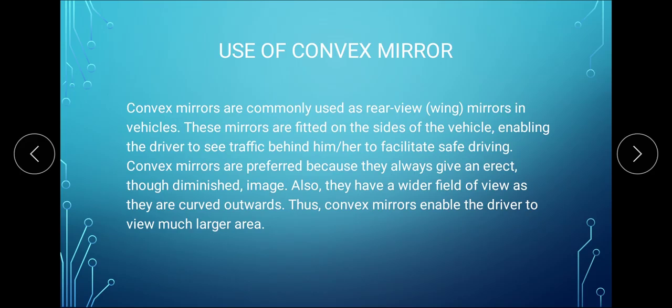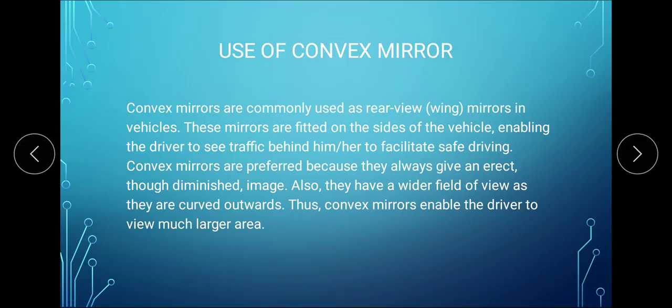Let's proceed to the use of convex mirror. Students, we know that convex mirror always forms erect and diminished image, irrespective of the object distance. Due to this property of convex mirror to form erect and diminished image, they are widely used as rear view or wing mirrors in vehicles. They are fitted on the sides of the vehicles, therefore the driver can see the traffic behind the vehicle. They are preferred because they always give us erect and diminished image.